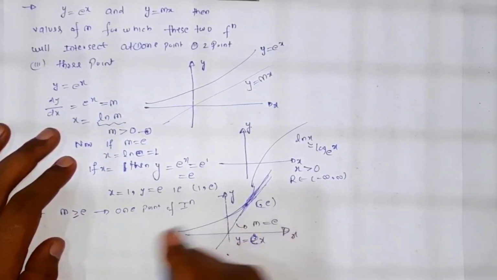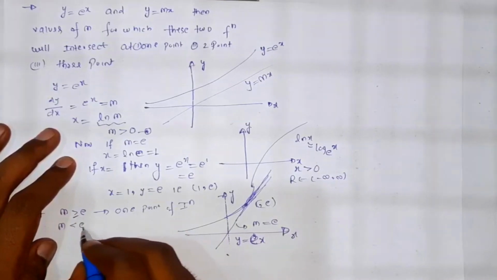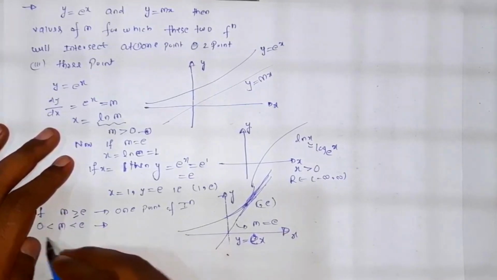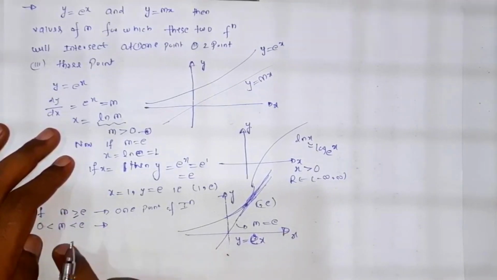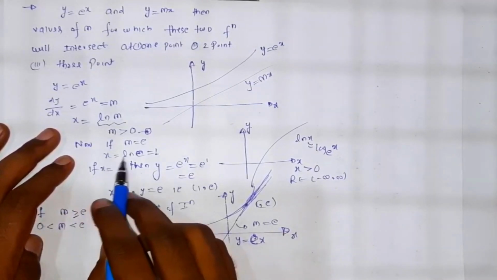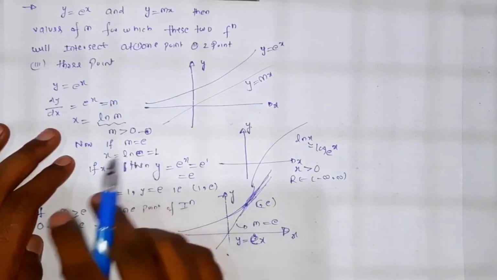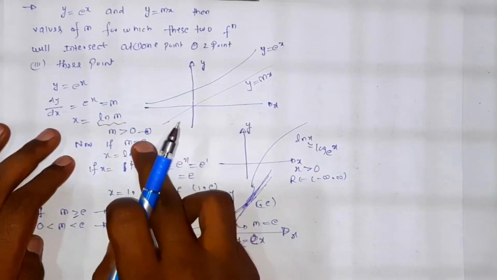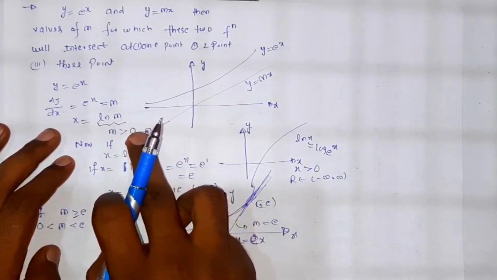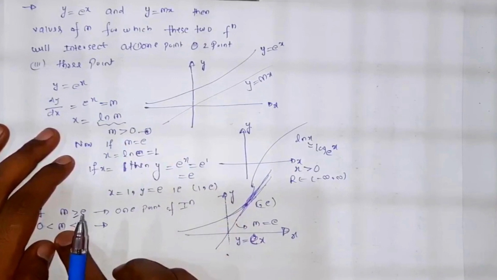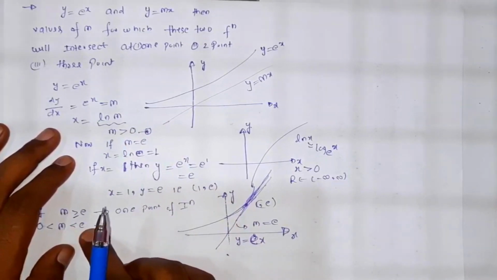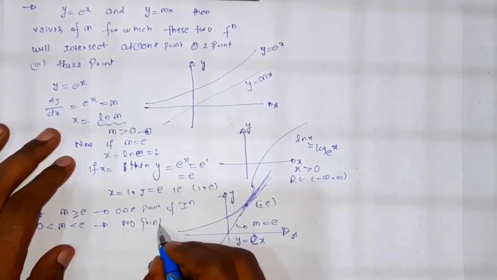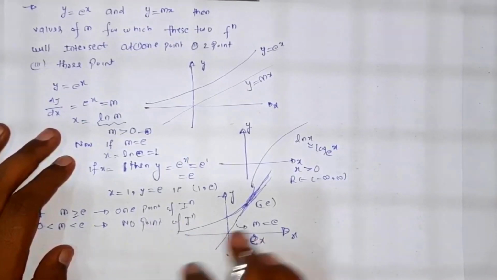Okay. If m is less than e, then what will happen? And greater than 0, because m greater than 0 should be there. Otherwise, this x value will not be defined. So the slope cannot be created if m is less than 0. So m should be greater than 0. Okay, so for 0 to e, we can say there will be no point of intersection. I hope it is clear.